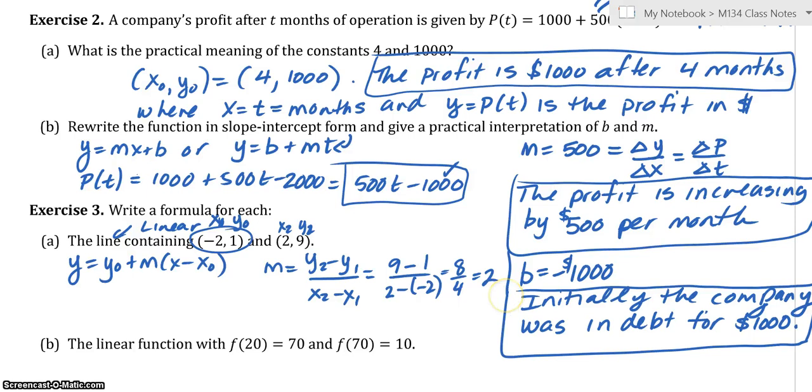I'll put a line right there to separate it from the one before, so we won't confuse that. So now I have all my bits. I can plug these in here. We know the y naught is 1. We know the m is 2. And we know the x naught is negative 2. So again, a minus for the formula and then a negative 2, so it turns out to be plus 2. y equals 1 plus 2(x plus 2).